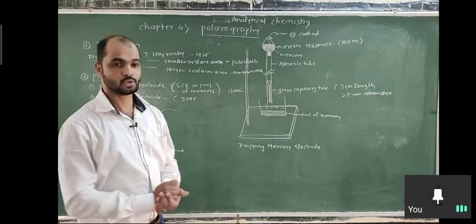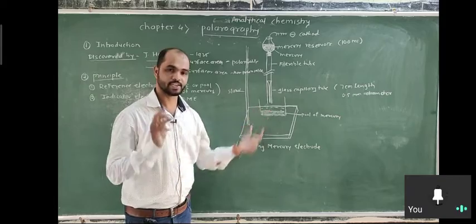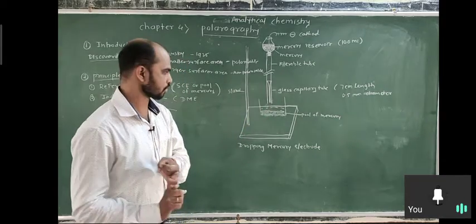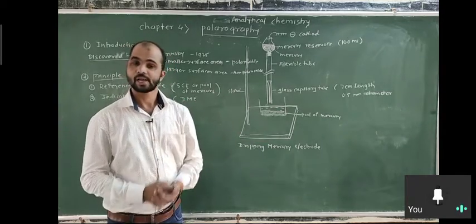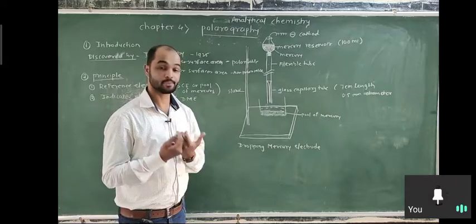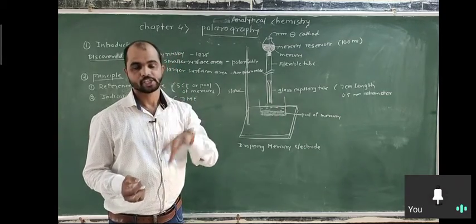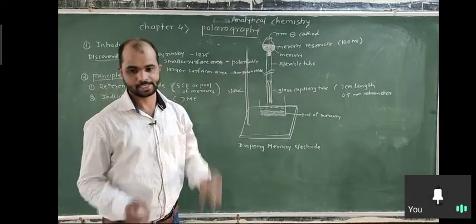So nature means what? Basically two types of substances are considered here. One is an oxidizable substance, another is a reducible substance. The oxidizable substance loses electrons, the reducible substance gains electrons, and they develop the potential, oxidation potential and reduction potential. We are going to measure it using the polarography technique.